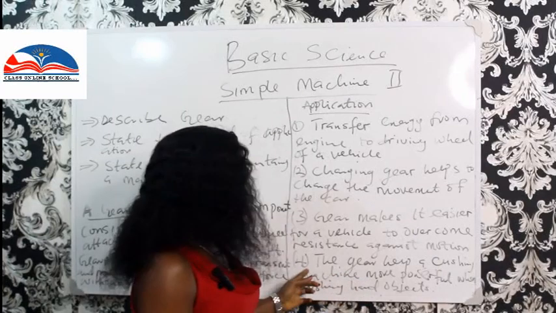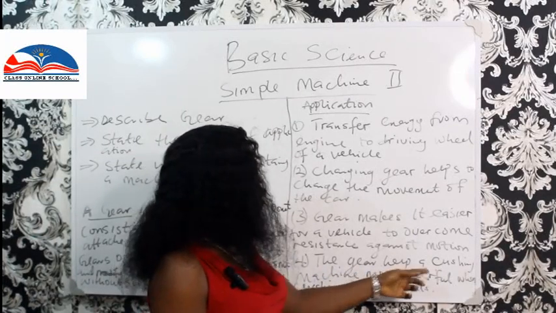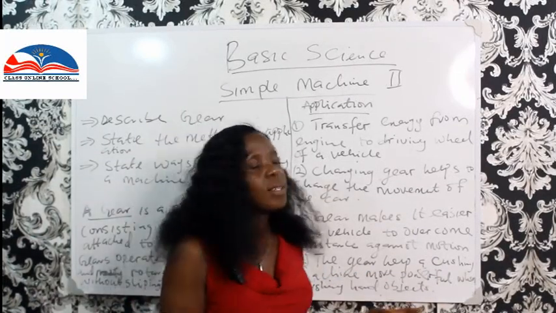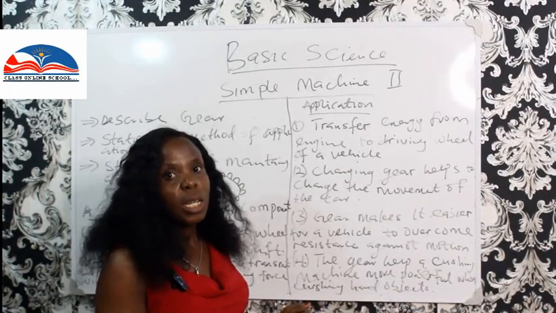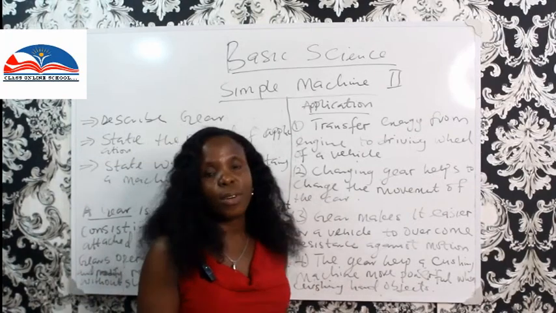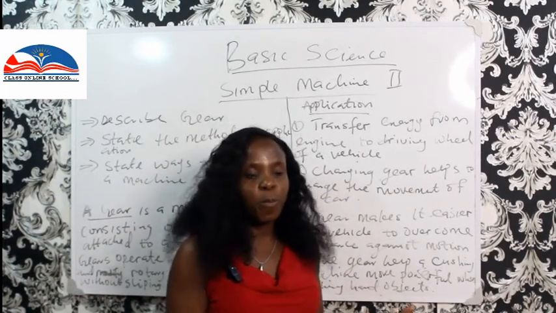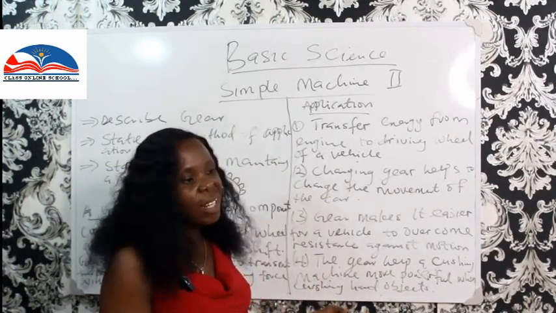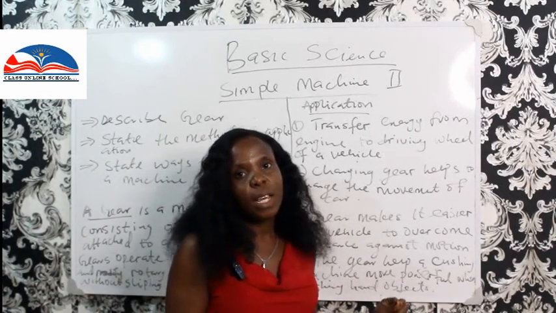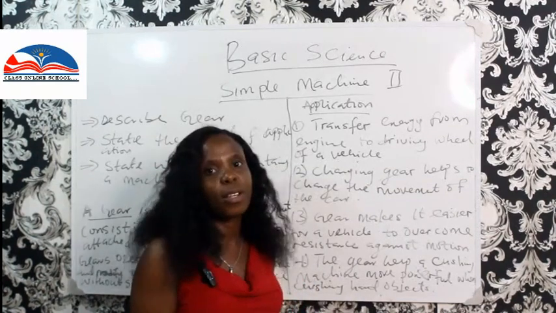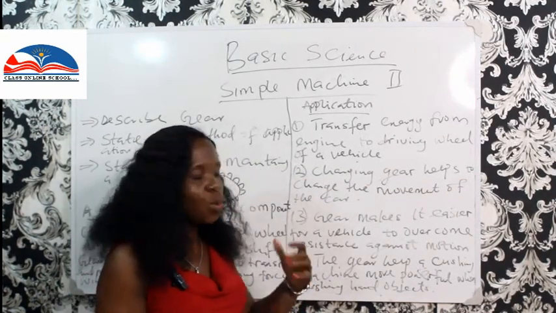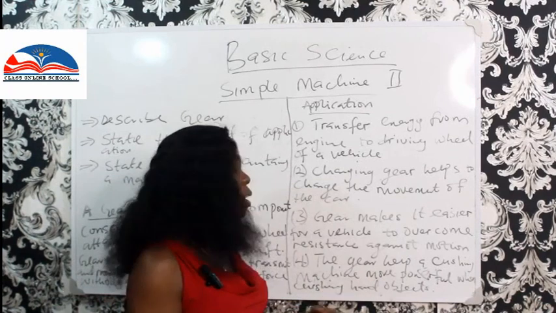Then the fourth one, the gear helps a crushing machine. Let's say that you have a machine you use to crush. Let's say you're grinding cassava, grinding corn, and it's at a very low speed. If you apply another gear, it will crush the hard object very fast. It helps you to crush the hard object very fast.